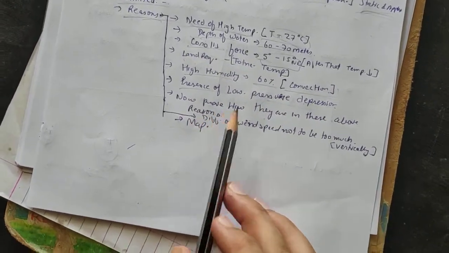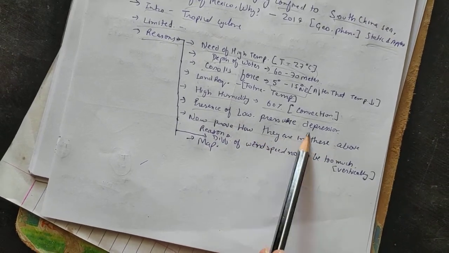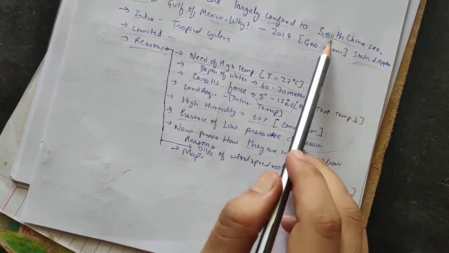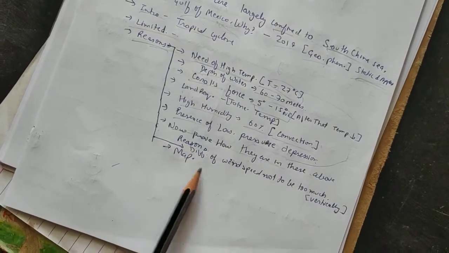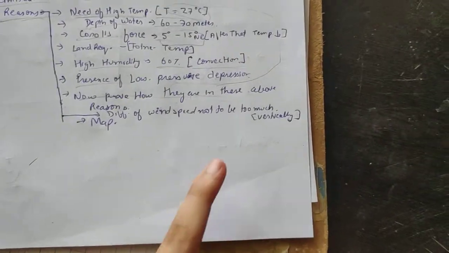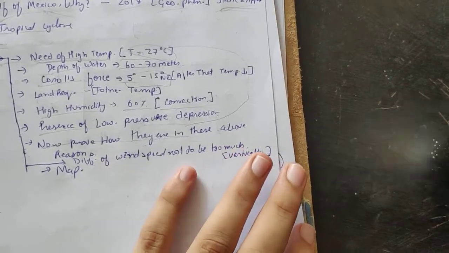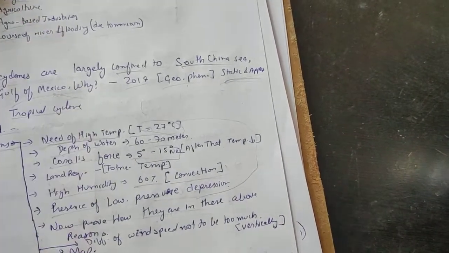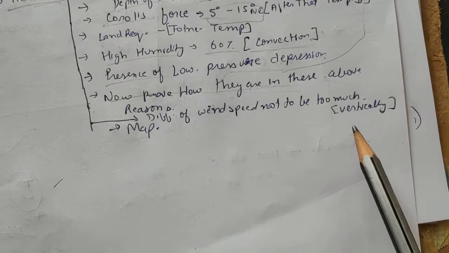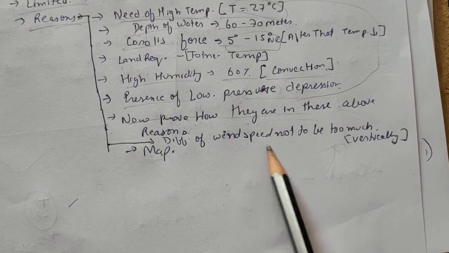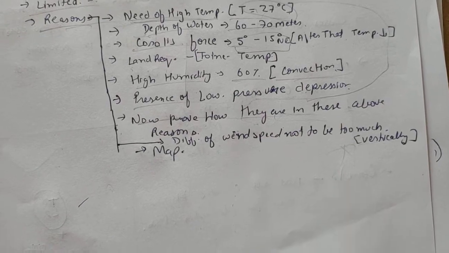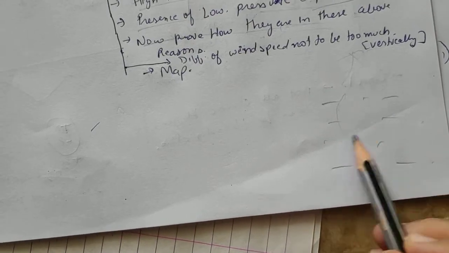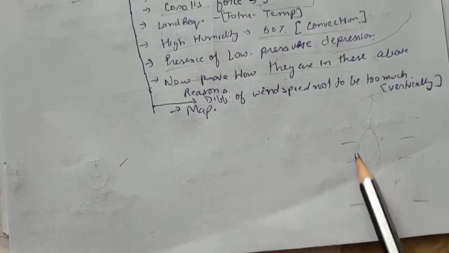Okay, and now what you have to prove is that these factors directly relate to these areas, means these factors satisfy the requirement in these areas, the South China Sea and these. And one last also is the difference of wind speed. Okay, the difference of wind speed need not be much vertically. Vertically it means that the wind speed at this height and this height should not differ much, because if they are different, the cyclone will not rise and will not form at most.